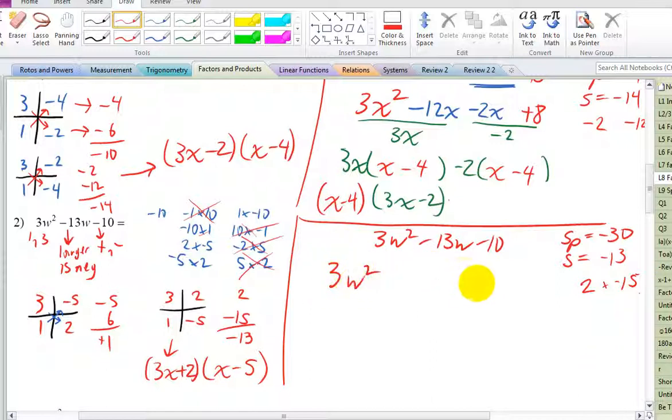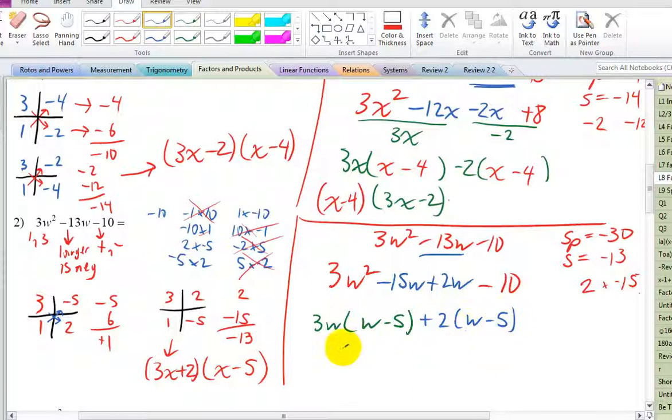So it's 3w squared minus 10. And should I put the 2 with the 3 or the 15 with the 3? 15. Well, because then I can take out GCF. So negative 15w plus 2w. And now I get 3w, w minus 5, and plus 2, w minus 5. So w minus 5 is my GCF. 3w plus 2 is the other factor.